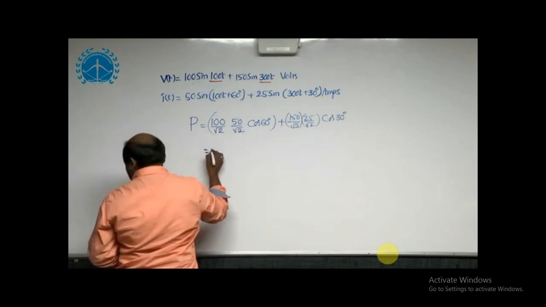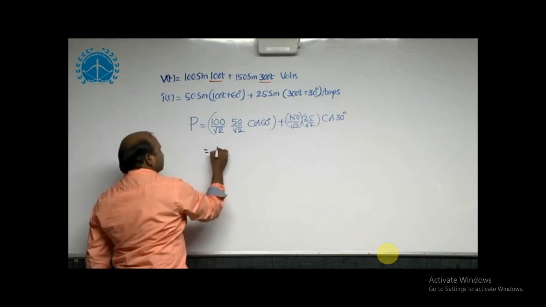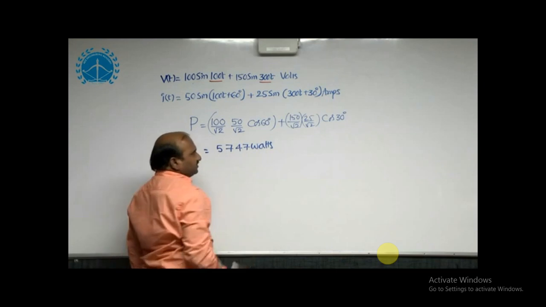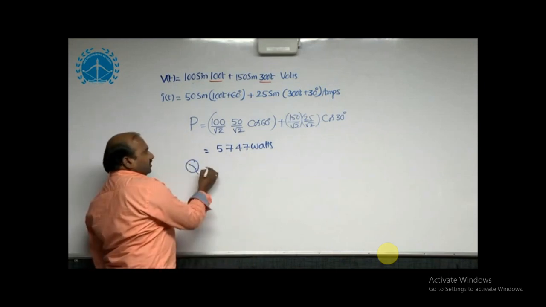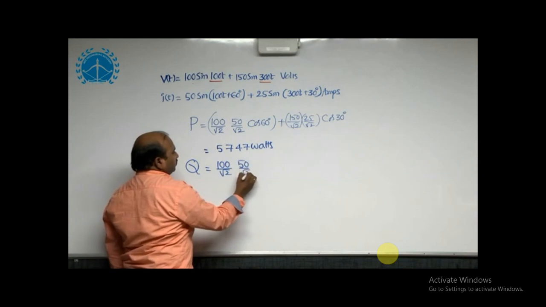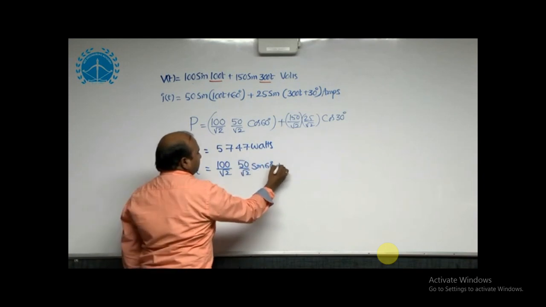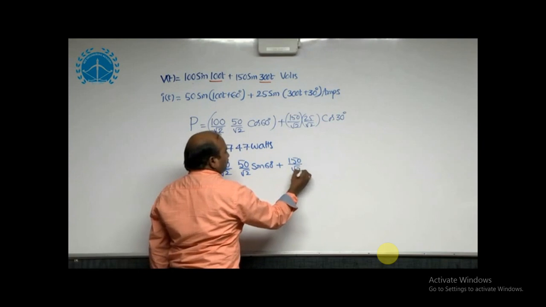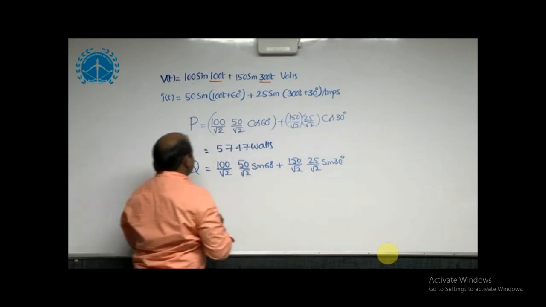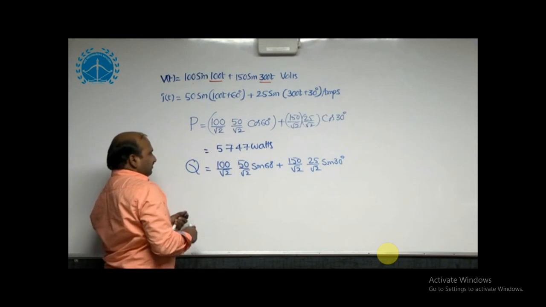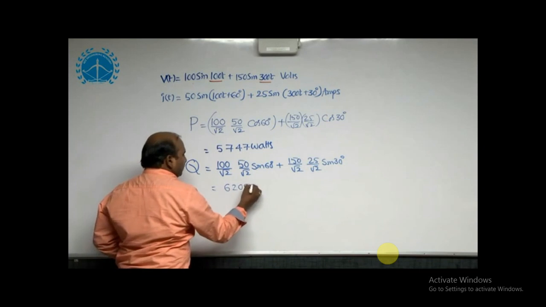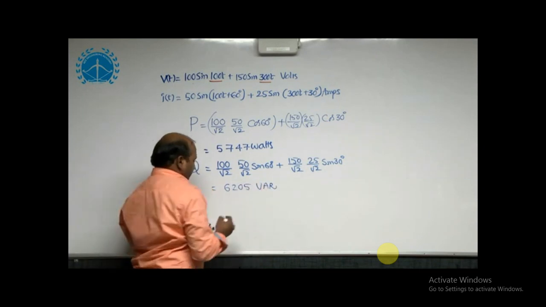The total active power, here we are getting 5747 watts. Like that, I can estimate the reactive power Q. Same, 100 by root 2 into 50 by root 2 sin 60 plus 150 by root 2 and 25 by root 2 sin 30. Using this, you will get the total reactive power, which here we are getting as 6205 VAR, volt ampere reactive.